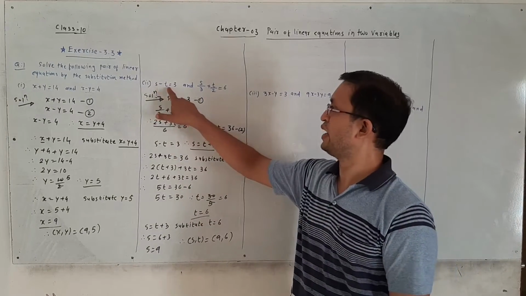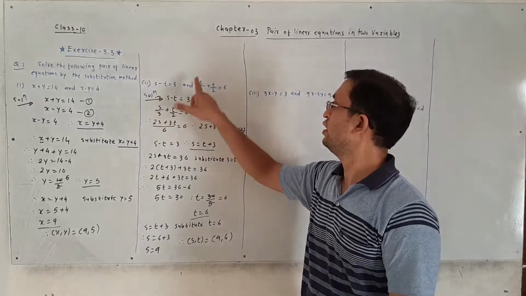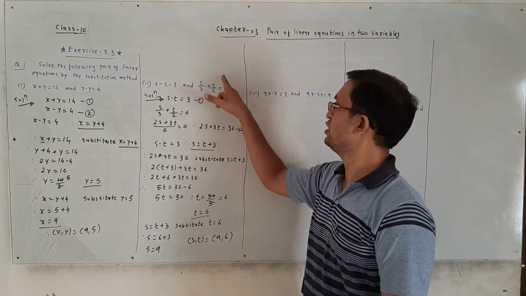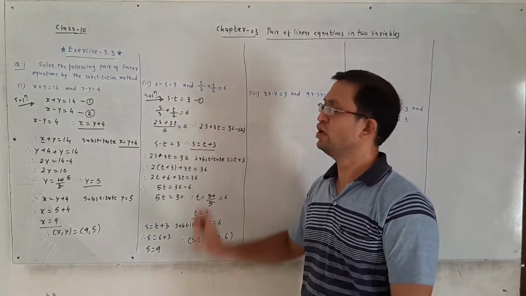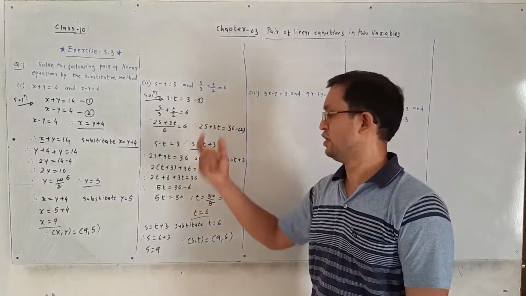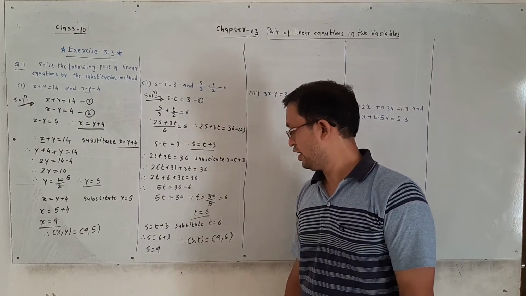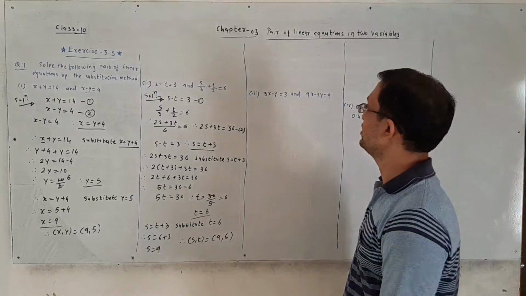Checking: 9 minus 6, that is equal to 3. 9 by 3, that is equal to 3. 6 by 2, that is equal to 3. 3 plus 3, that is equal to 6. Therefore, the final solution is s is equal to 9, t is equal to 6.